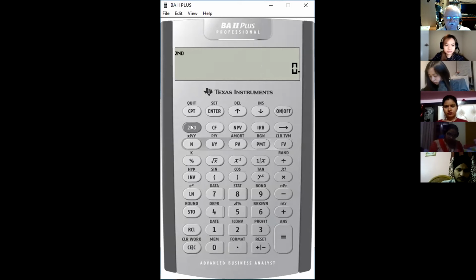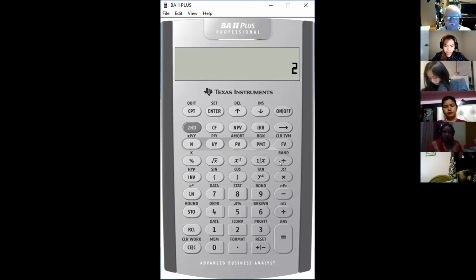Go second, format. Decimals equals 9. If I want to go back to 2, I have to go 2, enter, and then clear. But in this case, I'm going to want more decimals. So second, format, 9, enter, and clear. So that's how to set the number of decimals on here.